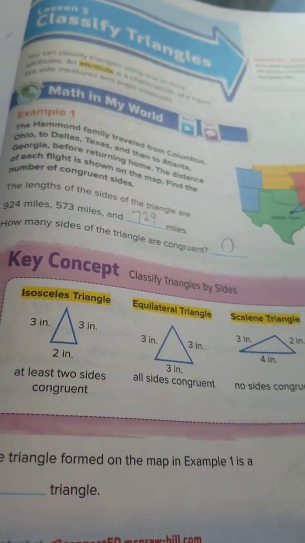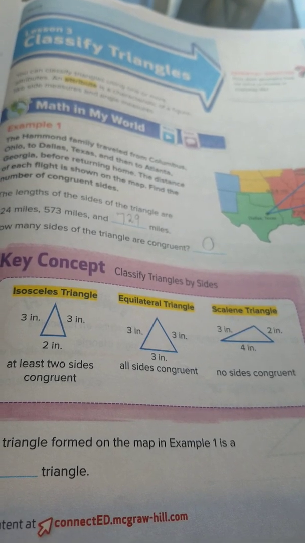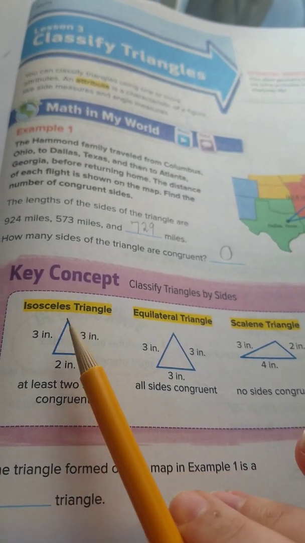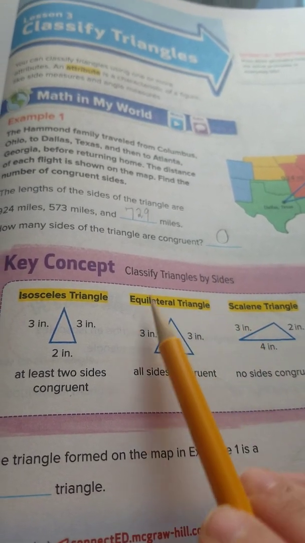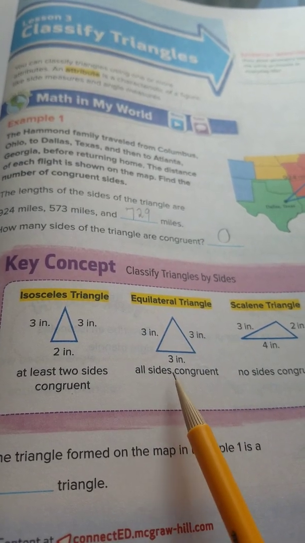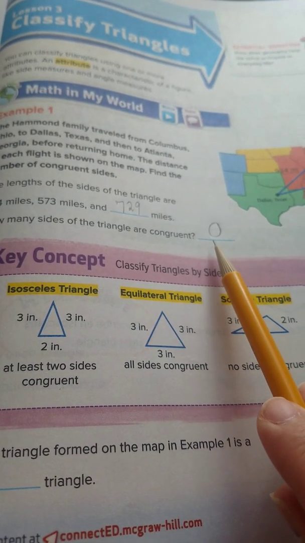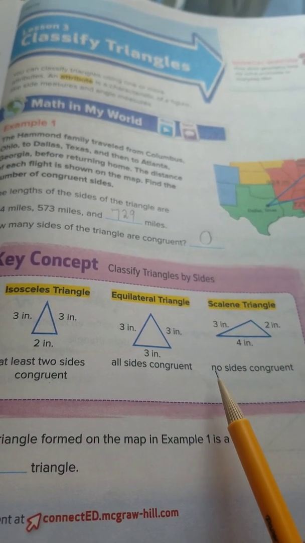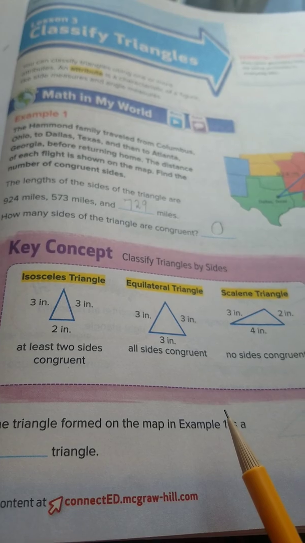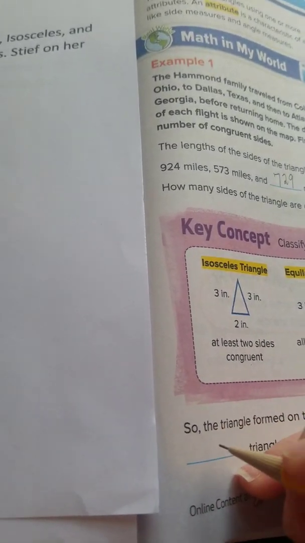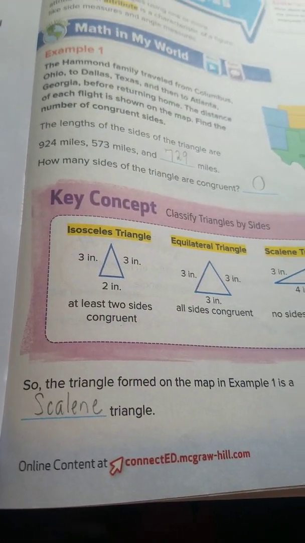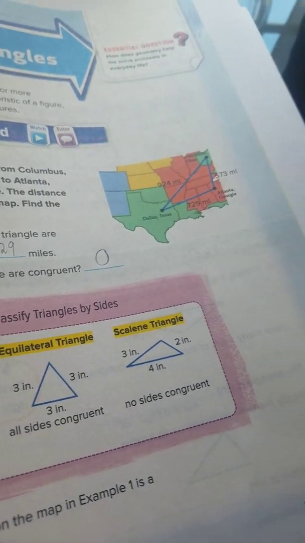Let's go down here and use this very important key concept chart. It's called an isosceles triangle if two of the sides are congruent, well, none of ours are. It's called an equilateral triangle if all of the sides are congruent, but none of ours are. It's called a scalene triangle if none of the sides are congruent. None of the sides are congruent. The first name for this triangle would be a scalene triangle. A scalene triangle.